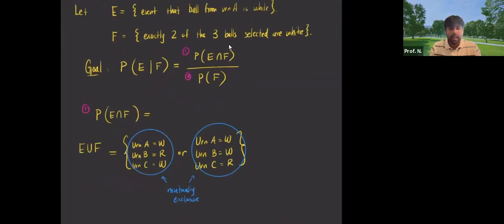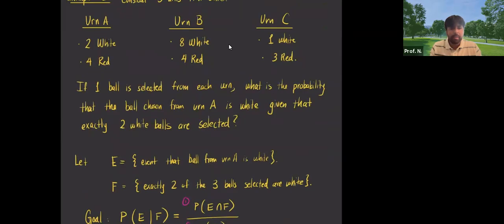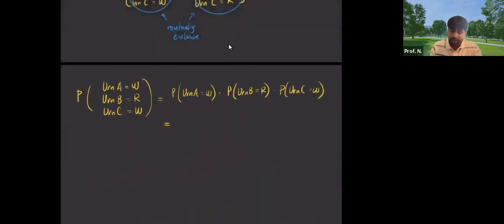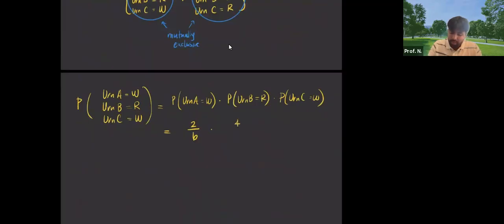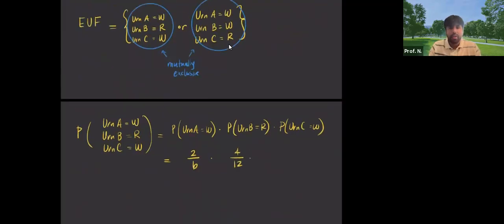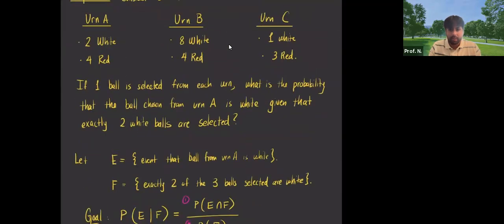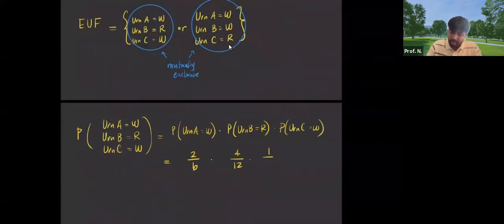Right. So what is urn A? The probability of me getting a white ball out of urn A is what? 2 out of 6, right? Because I have 6 to choose from, and I have 2 of them that are white. Urn B, how do I get a red ball from urn B? Well, I have 4 red out of 12, so it's 4/12. And then urn C, how do I get a white ball out of urn C? I got 1 out of 4. That's my probability. Do you guys see that?